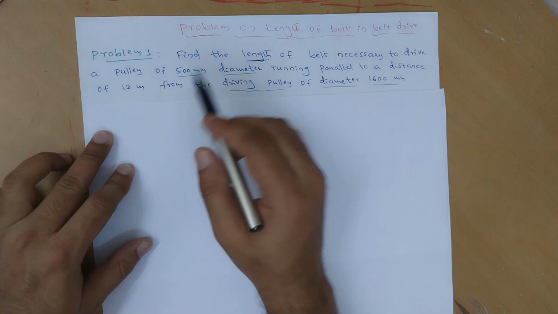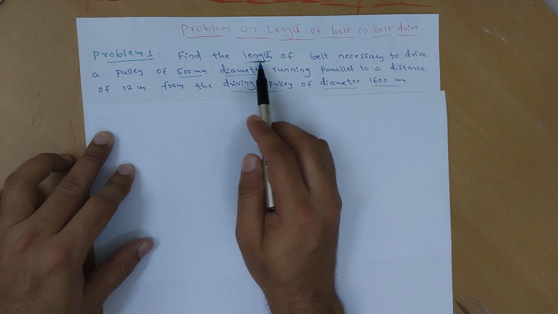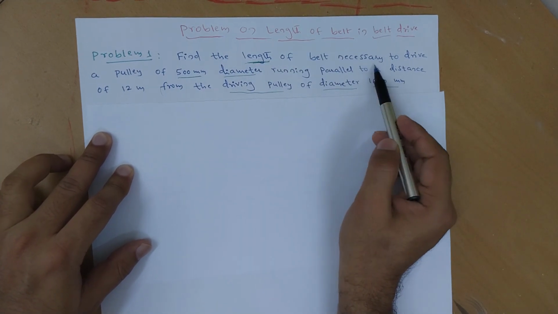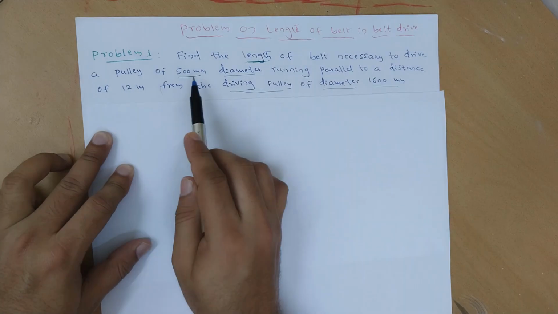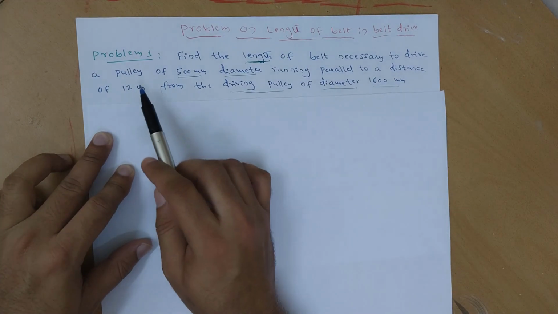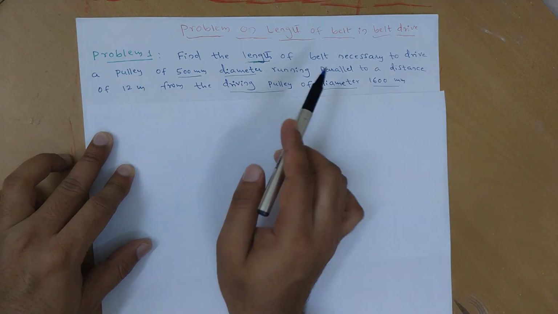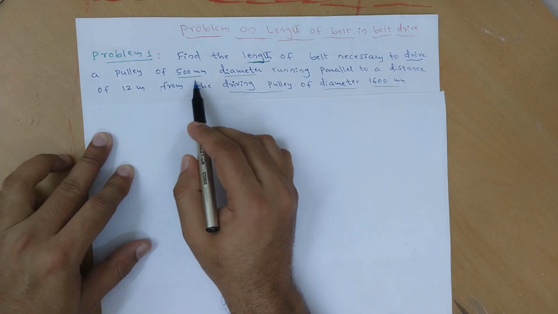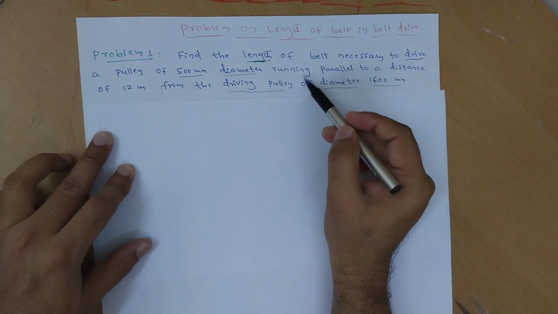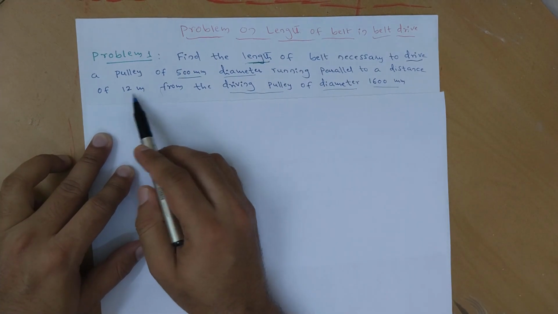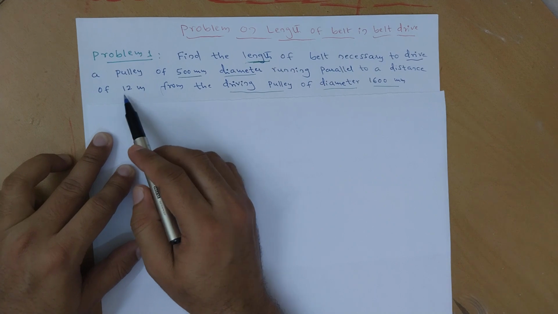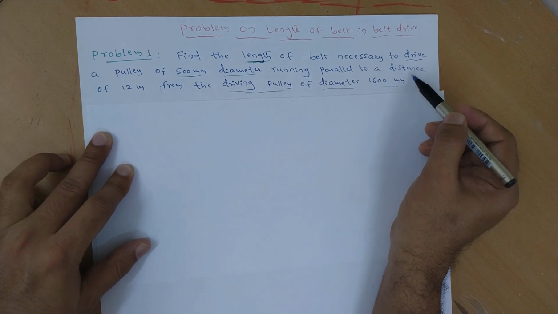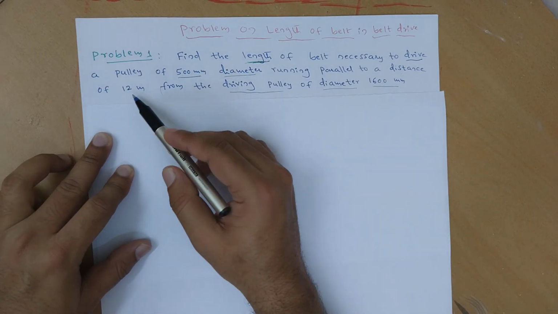First, I'll read the problem. Find the length of the belt necessary to drive a pulley of 500 mm diameter. It means this is the follower. You want to drive a pulley of 500 mm diameter, running parallel at a distance of 12 meters. So what is 12 meters here? It is the center distance from the driver pulley to the driven pulley.